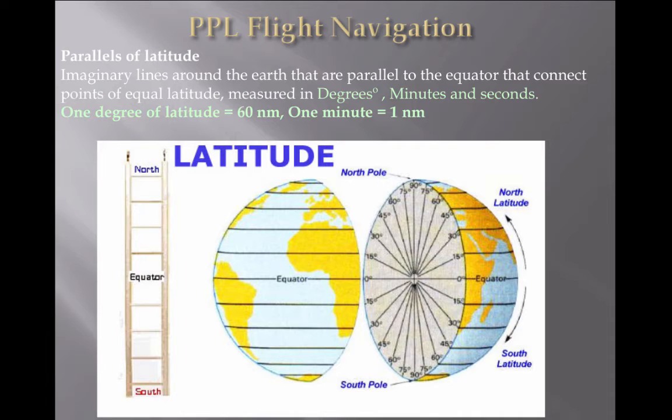The equator sits at 0 degrees, and everything north from that increments up to the North Pole, which is 90 degrees, and to the South Pole, which is also 90 degrees. So the way that we define this is an area on the map will either be 15 degrees north or 15 degrees south.